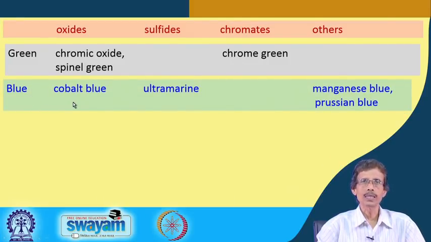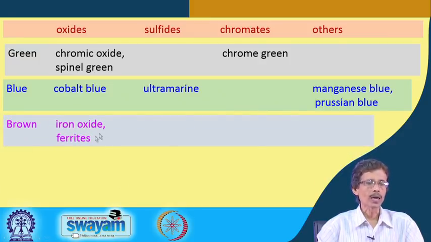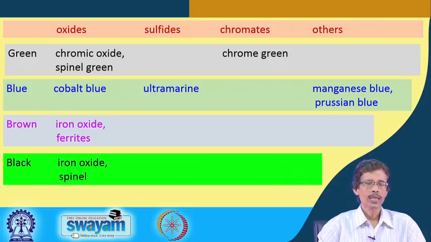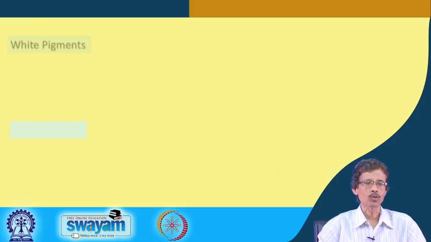Then blue is typically the cobalt blue, and the ultramarine, which is a typical aluminosilicate containing trapped sulfide, and the manganese blue and the Prussian blue, which is a ferrocyanide type of thing. Then brown iron oxides and ferrites we can have, that means the brown is very close to your corresponding orange and red coloration. Then black, we all know that your typical iron oxide Fe3O4 is black in color, and some of the spinel type of oxides can give rise to the corresponding coloration.